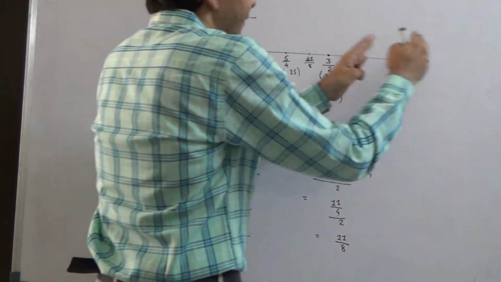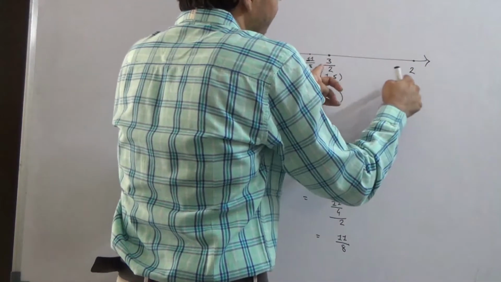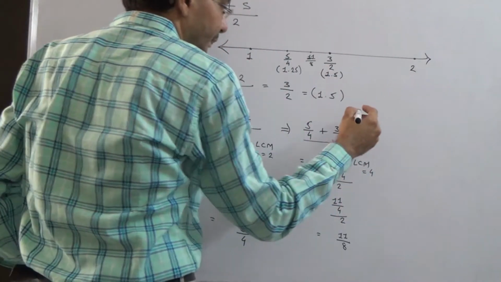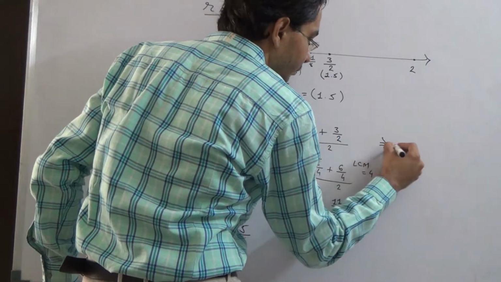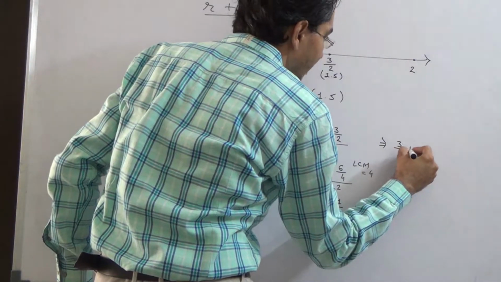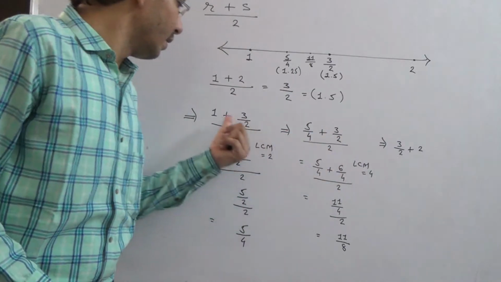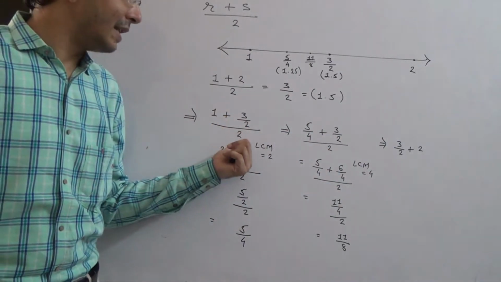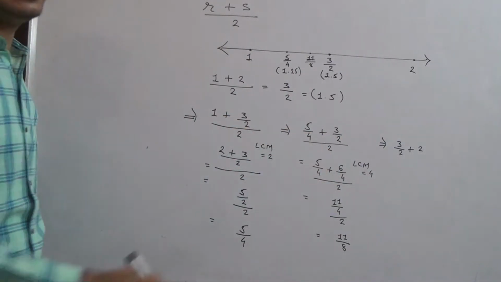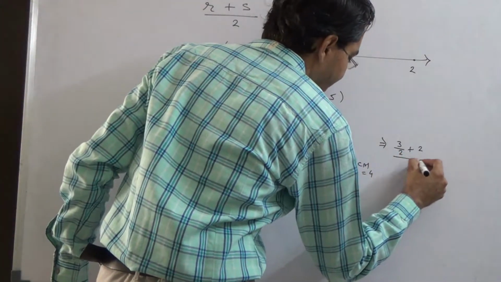Same way, if I go to the right side, 3 by 2 and 2, it is 3 by 2 plus 2. So see here, what is the LCM? The LCM is 2. Like this, here also the LCM is 2.